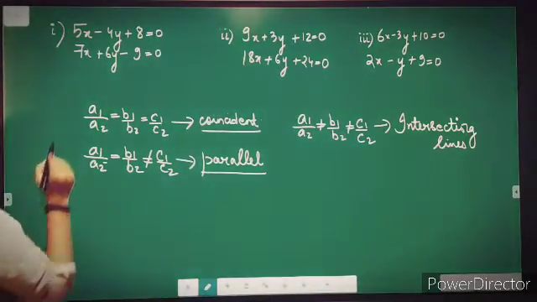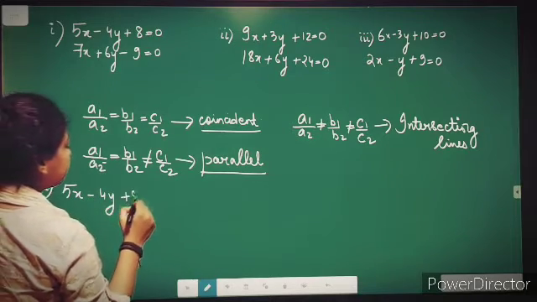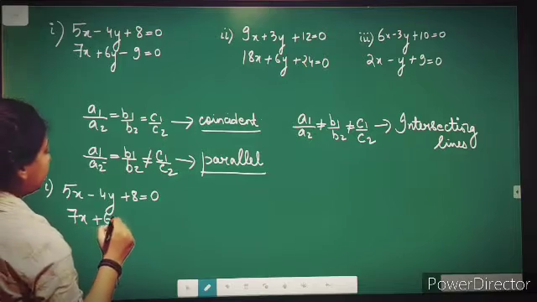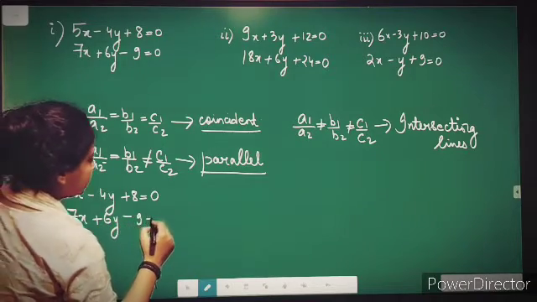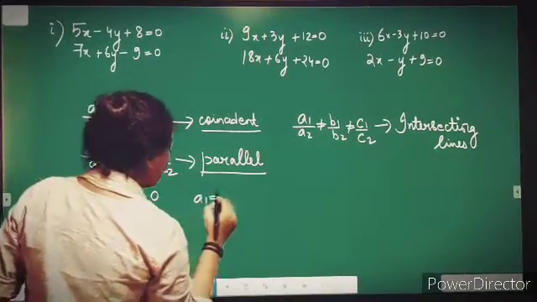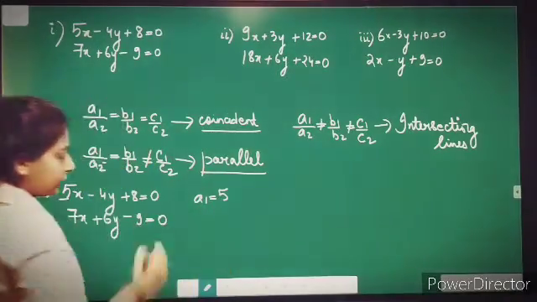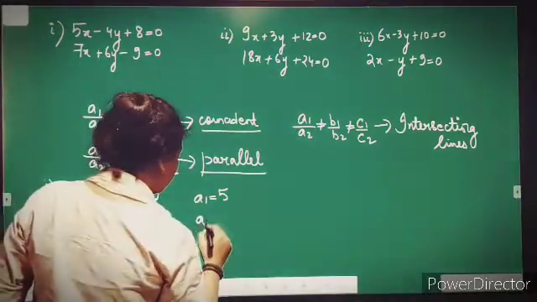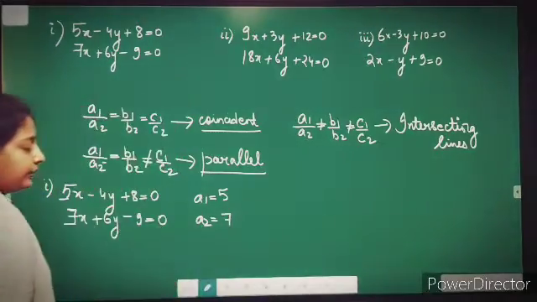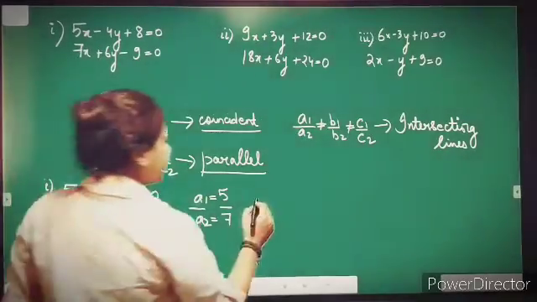First part given to us is, beta, 5x minus 4y plus 8 equal to 0, and second equation is 7x plus 6y minus 9 equal to 0. Here, a1 is the coefficient of x in equation 1. Here we have 5. The value of a1 is 5. The value of a2, here the coefficient of x is 7. So the value of a2 is 7. So a1 by a2 will be equal to 5 by 7.